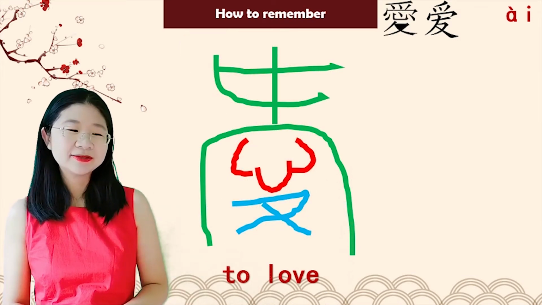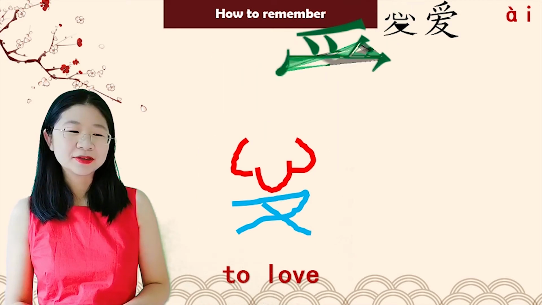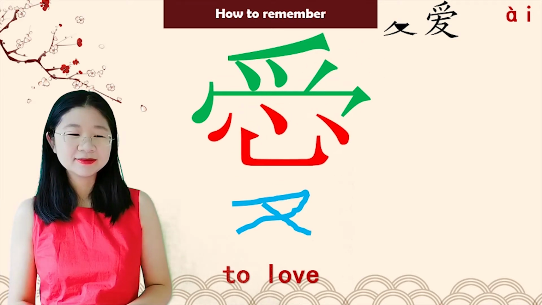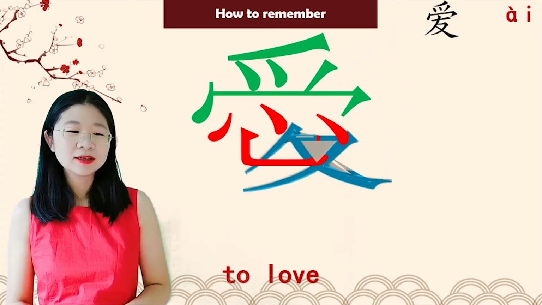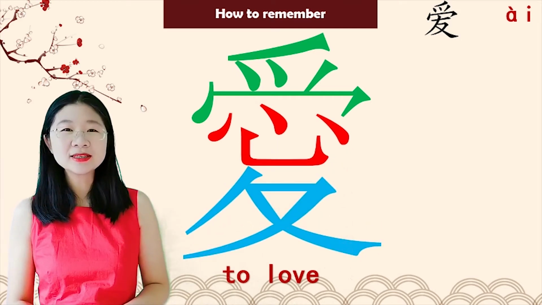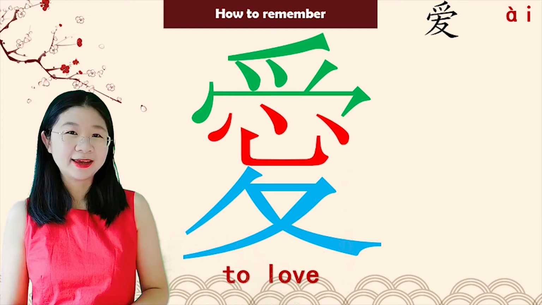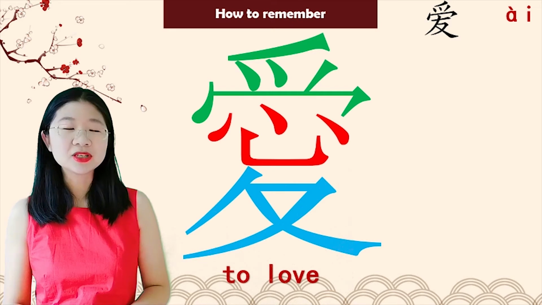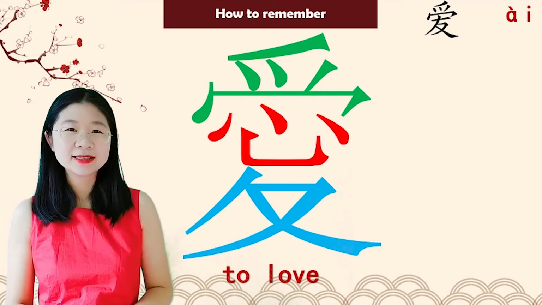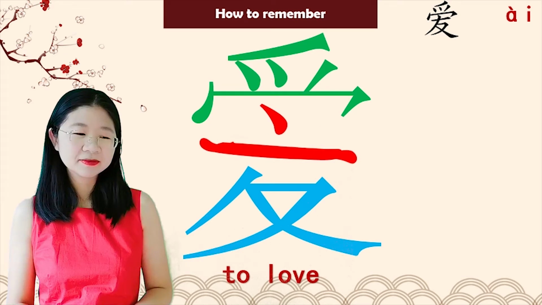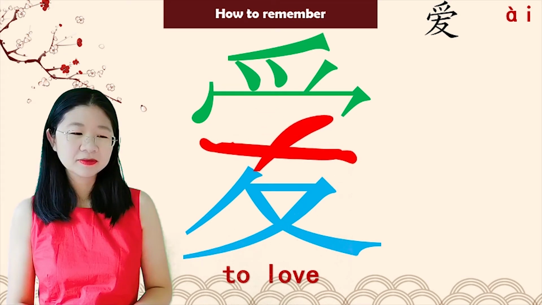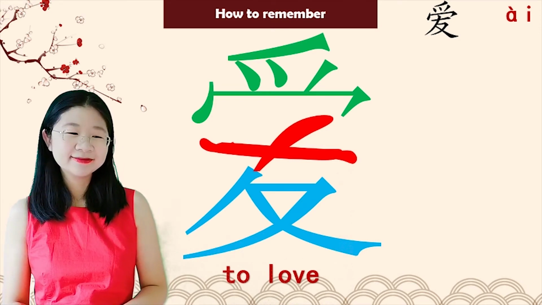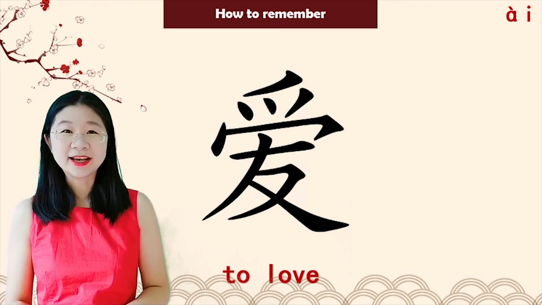Now the character changed. First, the green part, and then the red part, and last, the blue part. So this is the traditional Chinese character of "I". But it's still a little bit difficult to write. So we changed the middle part a little bit, like this. This is how we write "I" today. Okay, now can you remember it?